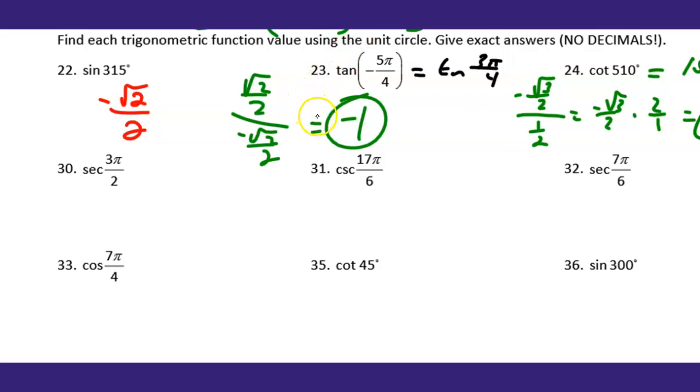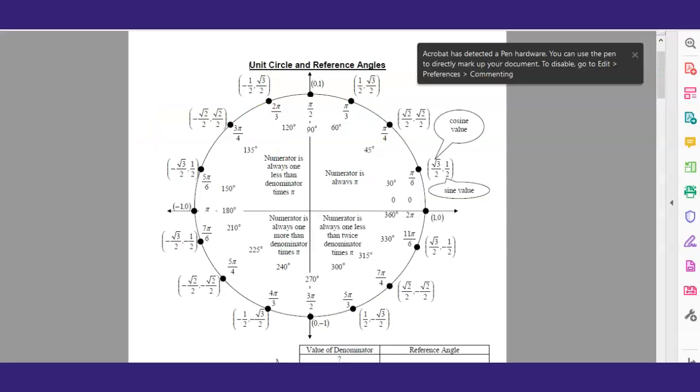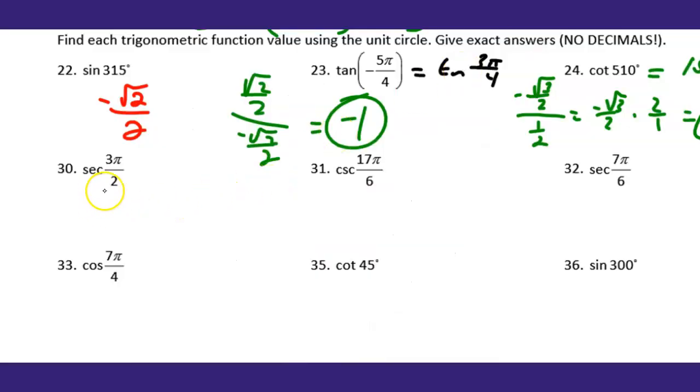Alright, for this problem here, secant of 3 pi over 2. If you look at your unit circle, 3 pi over 2 is right here. And they want secant. Secant is 1 over x, and x is 0. So 1 over x is 1 over 0, which is undefined.